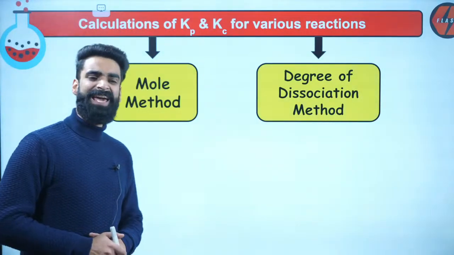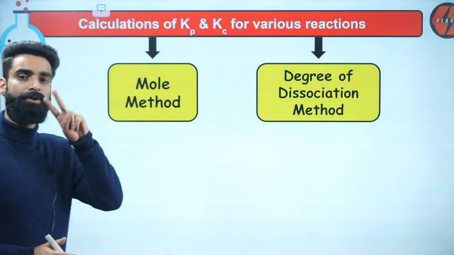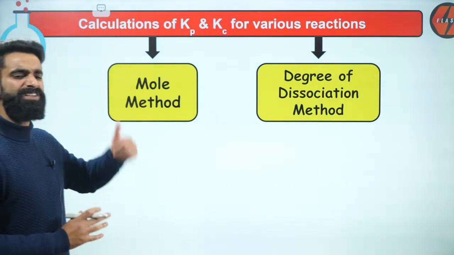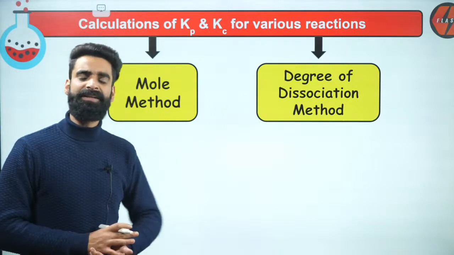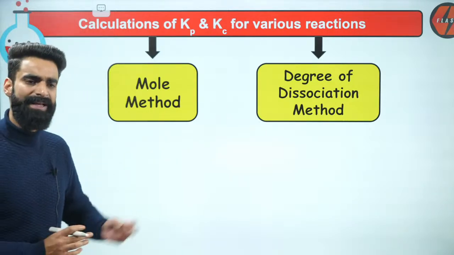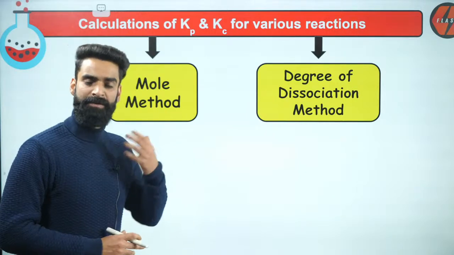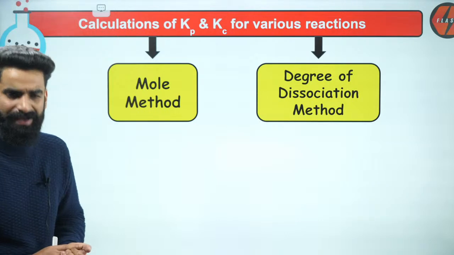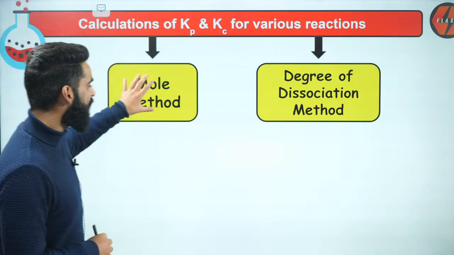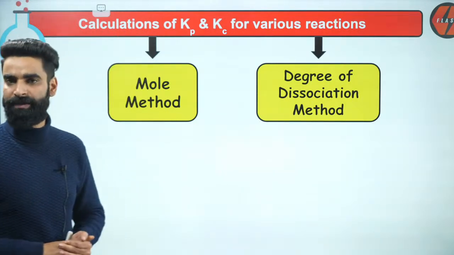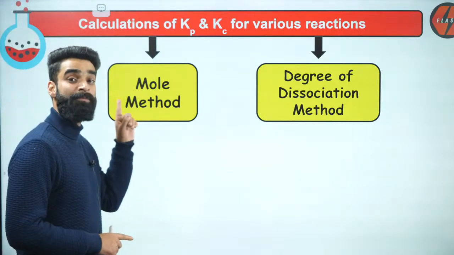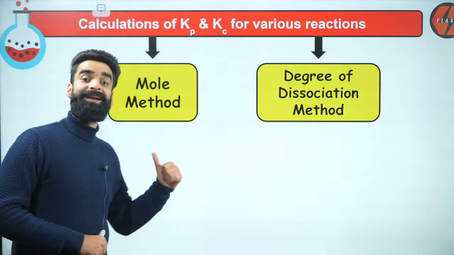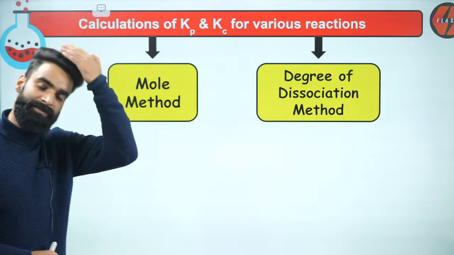In order to calculate the Kp and Kc for different reactions, we have two methods. The first method is what we call the mole method. The second method is what we call the degree of dissociation method. In today's session, I'm going to start with the mole method, and I won't be able to finish it completely. In the next session, we'll continue with the mole method and start the degree of dissociation method as well.